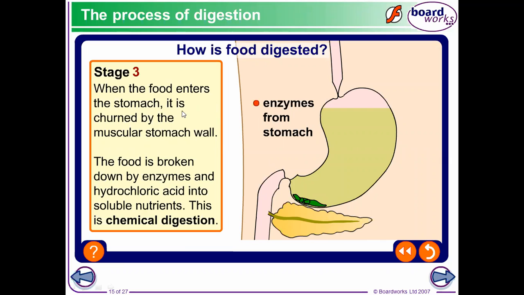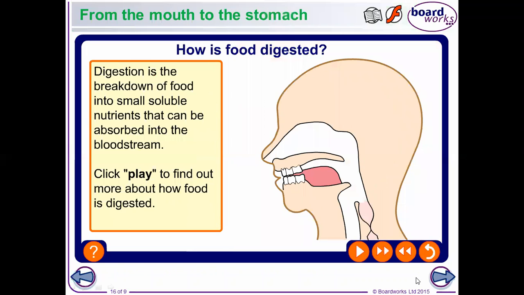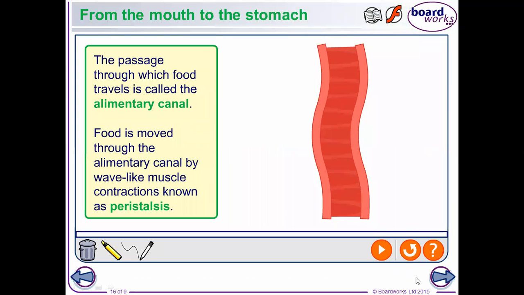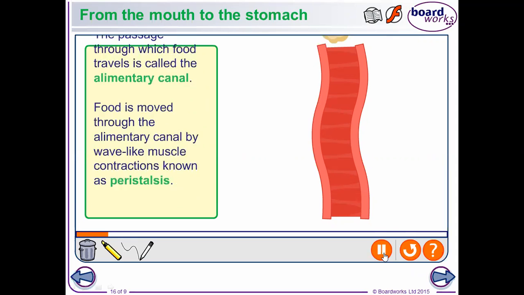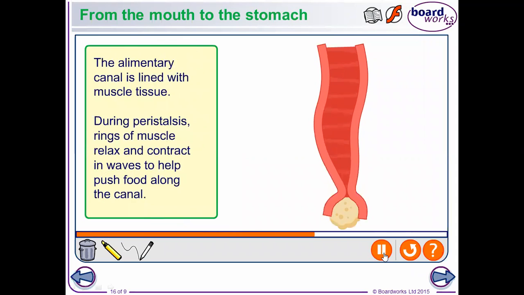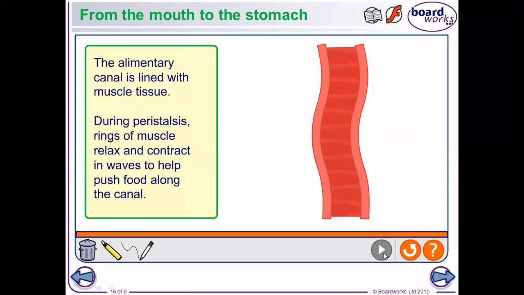When the food enters the stomach, we said it's churned. In the passage through the alimentary canal, the food is moved through the alimentary canal by waves called peristalsis. The alimentary canal is lined with muscular tissue. During peristalsis, rings of muscle relax and contract in waves to help push the food along the canal. Is the alimentary canal the esophagus, right?